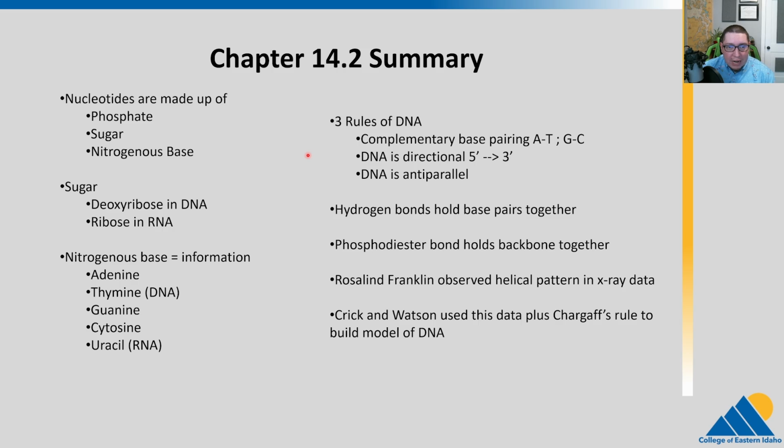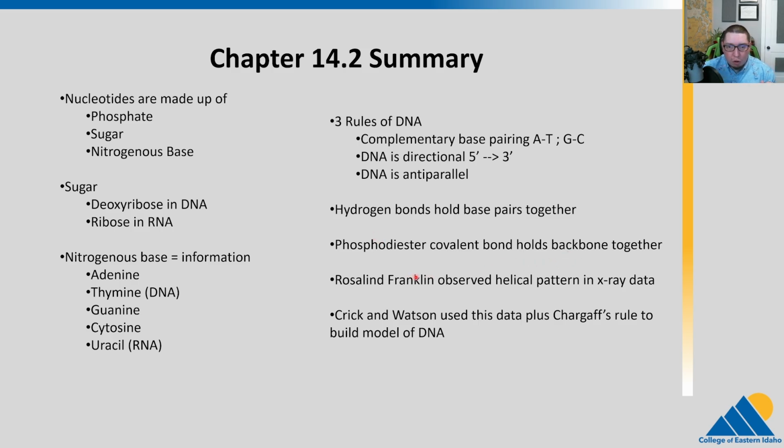The 3 rules of DNA. Complementary bases pair together, A with T, G with C. DNA is directional. It gets built in a 5' to 3' direction. You can only add onto this 3' end to grow. The DNA is antiparallel. So if you have one strand going one way, the other strand goes 5' to 3' in the opposite direction. Hydrogen bonds hold the complementary bases together, whereas the backbone of the DNA is held together by a covalent phosphodiester bond.